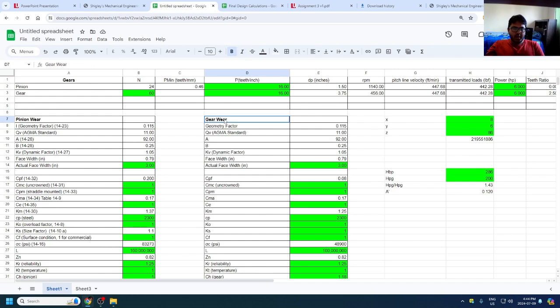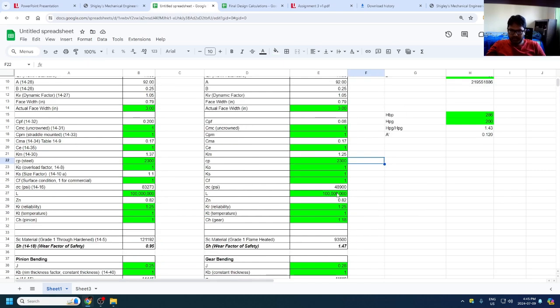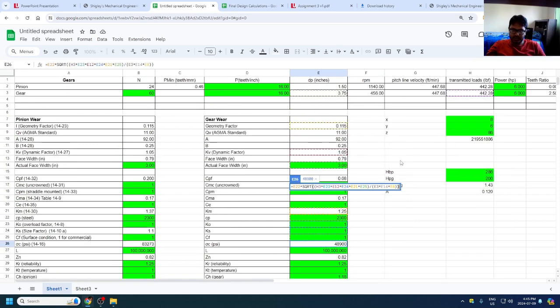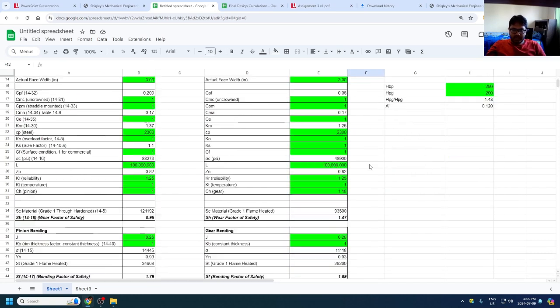So that's for the pinion. For the gear, it's going to be basically the same thing. A few things are different. CPF is different because the pitch diameter is different, and other than that, it's mostly similar. Okay, this bending stress will be different because of that, and Yn and all this will be pretty similar. Oh, this will be different.